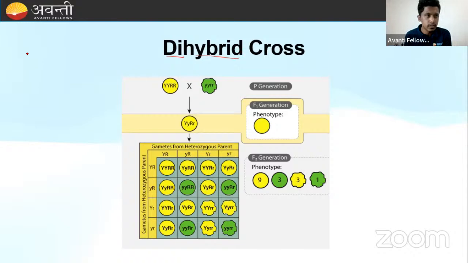The first one is seed color, and the next one is seed shape. When it comes to seed color, he has two possibilities. One is yellow, which is the dominant one, so I'll write it as capital Y for yellow. The other one is green. Yellow and green. And seed shape is round and wrinkled.